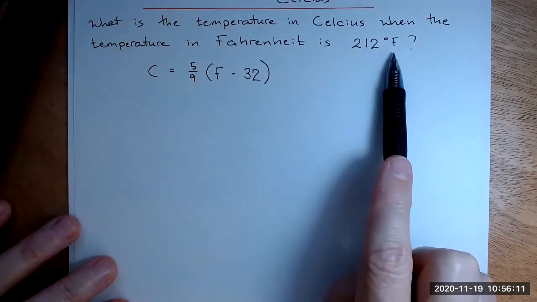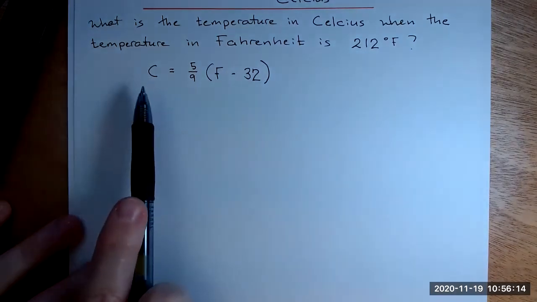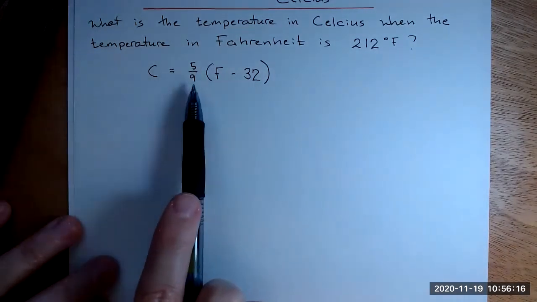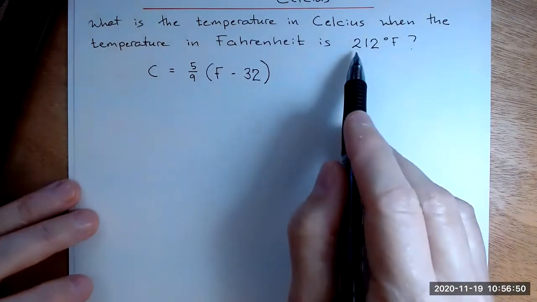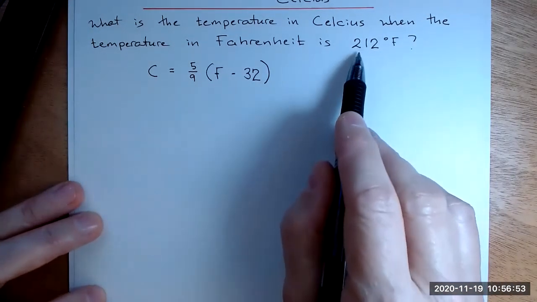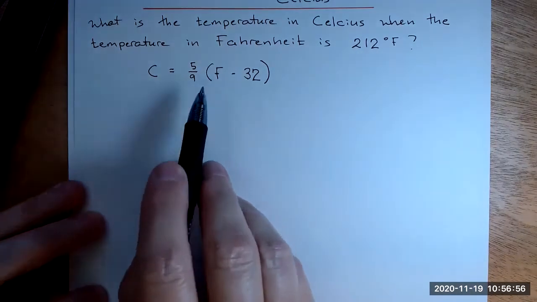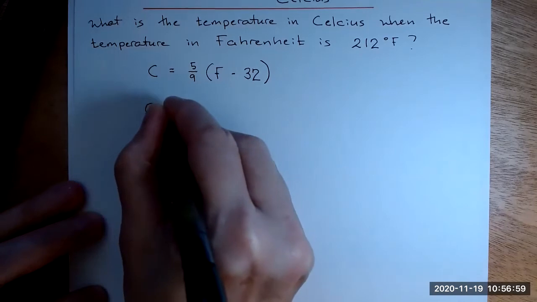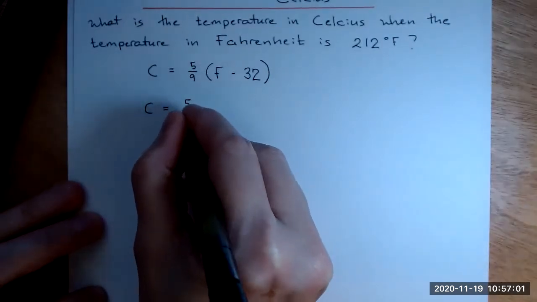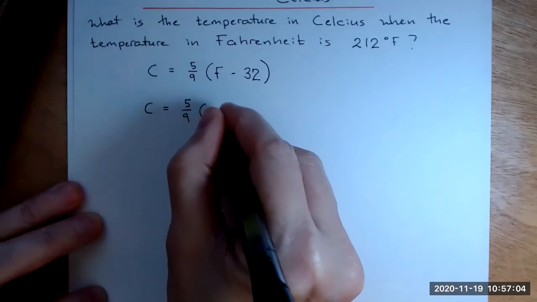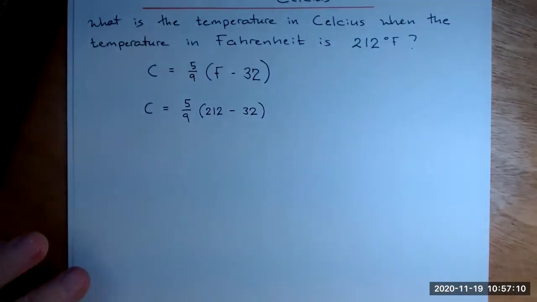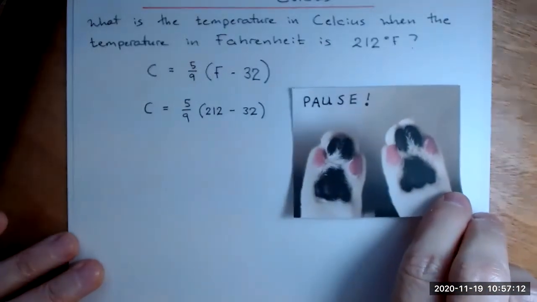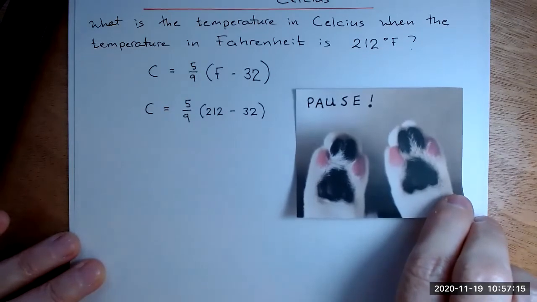So we know Fahrenheit, we want Celsius. So we're going to use this version of the formula where Celsius is isolated. So to find the Celsius, we simply put 212 where you see F. And again, if you want to try simplifying that on your own, you can hit the pause button here.